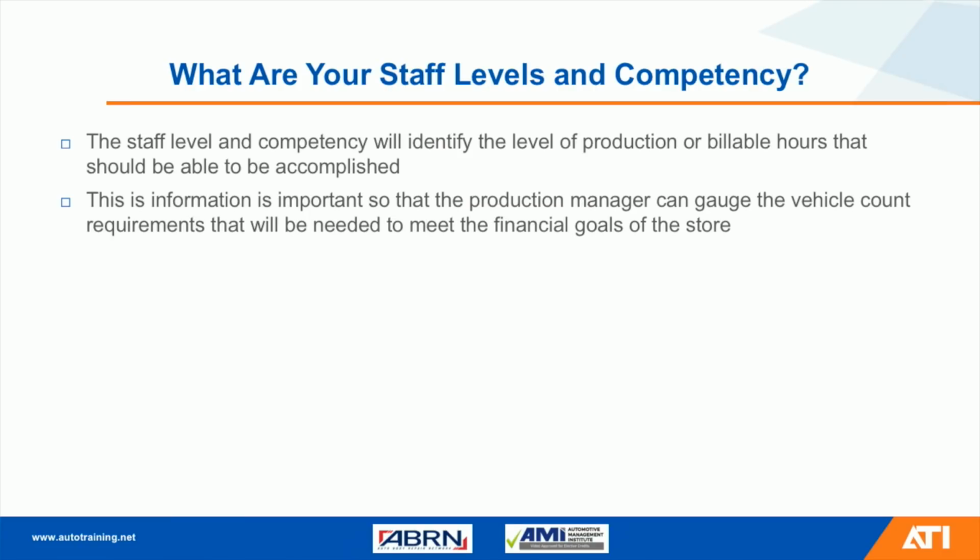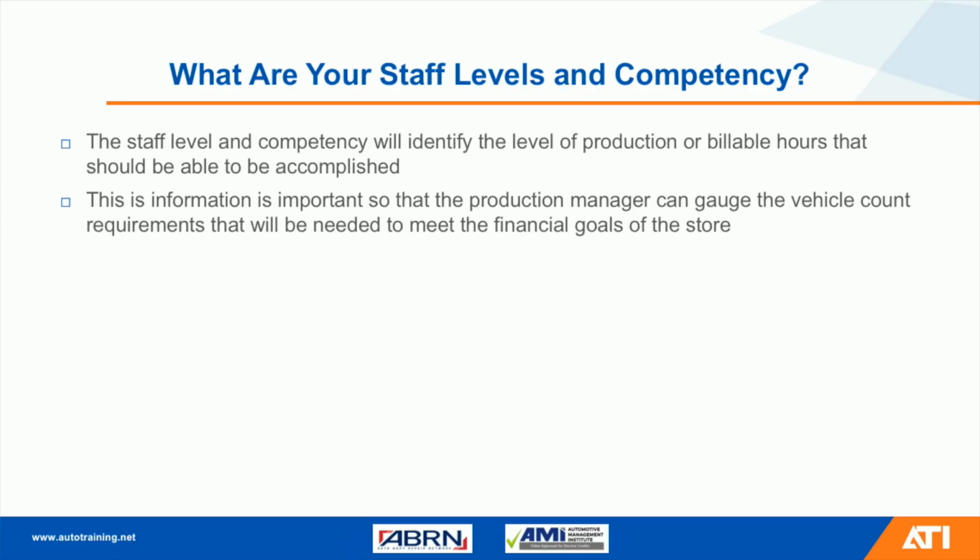So the staff level and competency will identify the level of production or billable hours that should be able to be accomplished. What does all that mean? What it means is I have a technician that I've rated at a certain level of competency, which means that person should be able to produce a specified amount of flat rate hours per day. So what we're going to do is look at their production capability and measure the frequency at which they can produce it. That gives us the ability to build a predictive model.